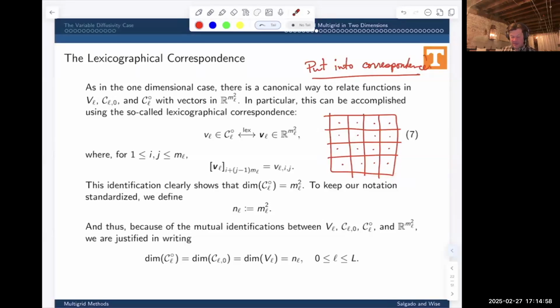Now, to keep our notation consistent and standardized with what we've had all along, we're just going to say that the total number of degrees of freedom of our function space is equal to NL. But NL, the total number of degrees of freedom, is related to the number of grid points we have in each direction as follows. It's just equal to ML squared. You take ML in this direction, ML in that direction, they just so happen to be the same, so you just square it. And I've already said this: the dimension of all those spaces is equal to ML squared, which is what I'm going to now call NL.